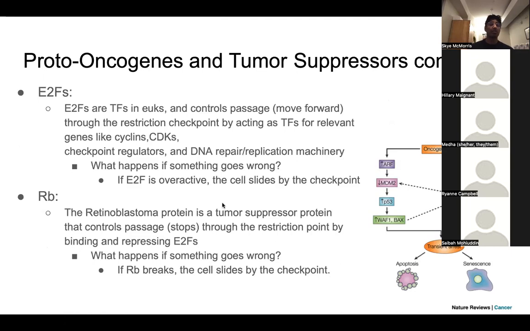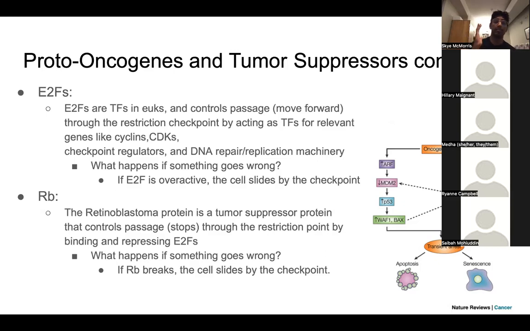So a couple more proto-oncogenes and tumor suppressors. We talked about P53 as a tumor suppressor. Now let's talk about an oncogene. That's E2F. E2F is a transcription factor in eukaryotes, and it controls the passage through the G1 checkpoint, the restriction checkpoint, by acting as a transcription factor for genes like cyclins, CDKs, other checkpoint regulators, and DNA replication or repair machinery, right?